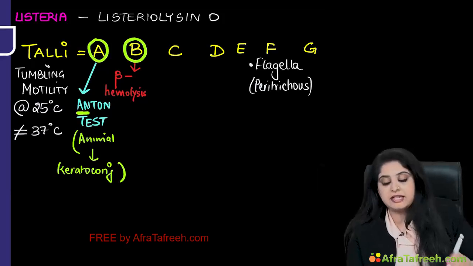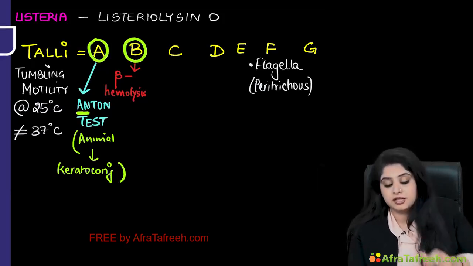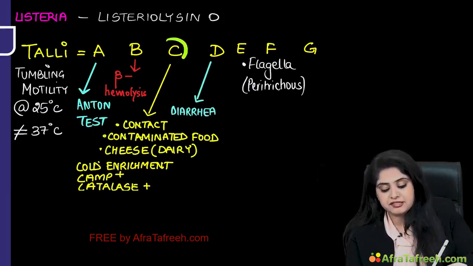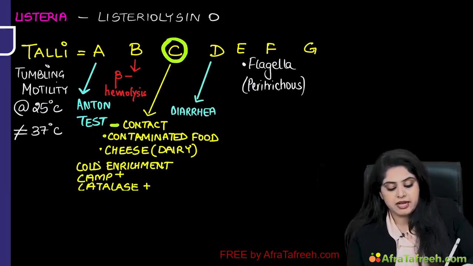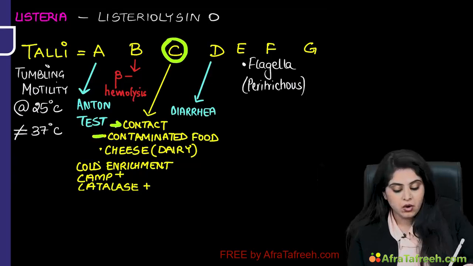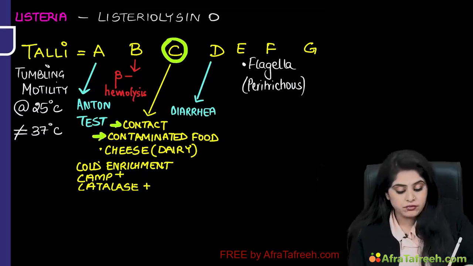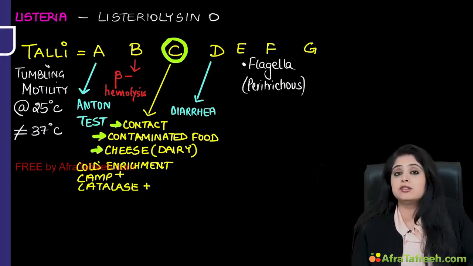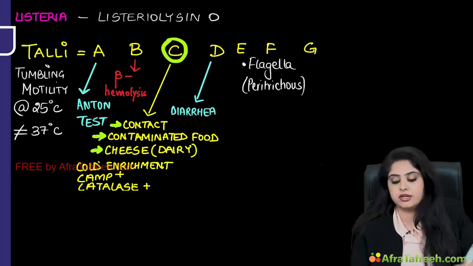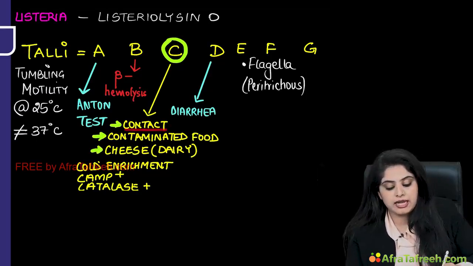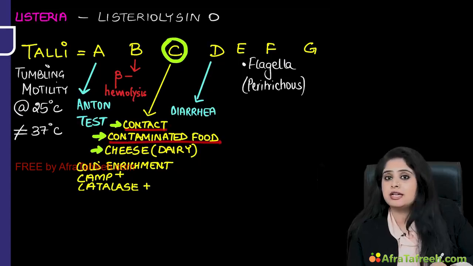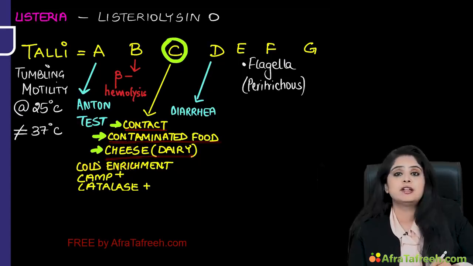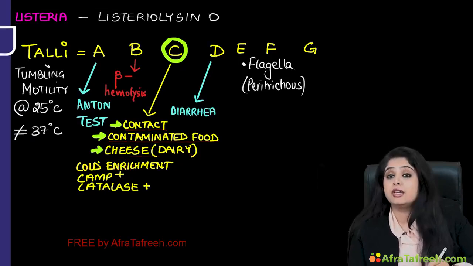Let's start with the C and D. How do you get it? What does it cause? So please remember, C stands for, you are going to get it via contact, number one, or contaminated food. And you know which food is very commonly seen to cause it? Cheese, soft cheese, dairy products. So remember, this can occur by contact, C for contact, C for contaminated food, C for cheese, the history is important. And what else with C?